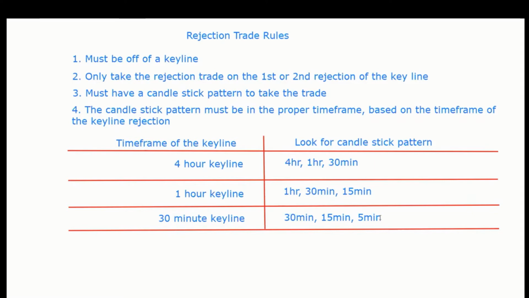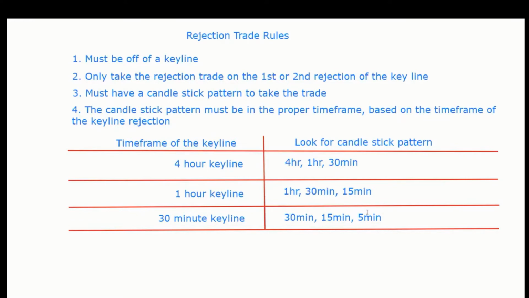All right. So rule number one, as with any trade that we take, it must be off of a key line. Again, we talked about in the previous video about the key line and how you draw that in off an indecisive candle, followed by a strong move away from that indecision. Then you're waiting on the market to come back to that area, right?